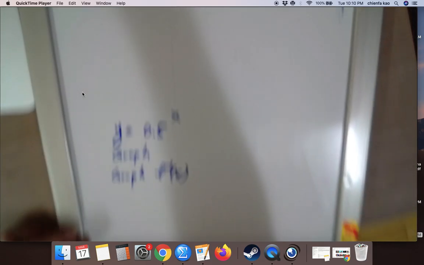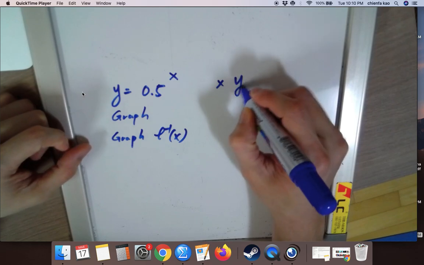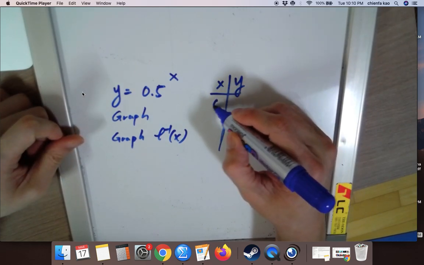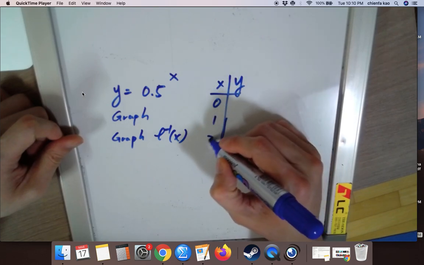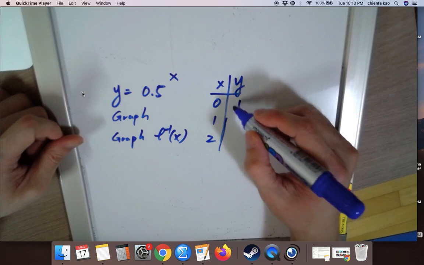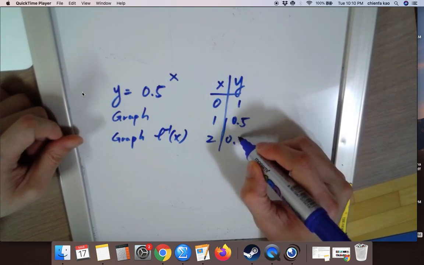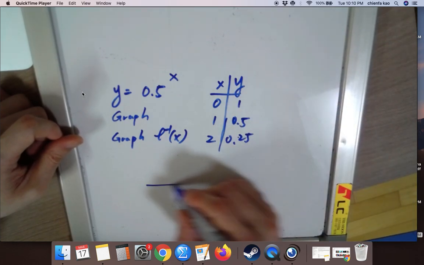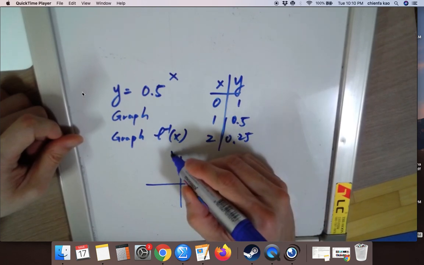All right. Hopefully you do the proper xy chart. Okay, you do 0, 1, and 2. So this one will be 1, this one will be 0.5, and this one will be 0.25. Graph this one, it will look like here, 1, 2, so like this.